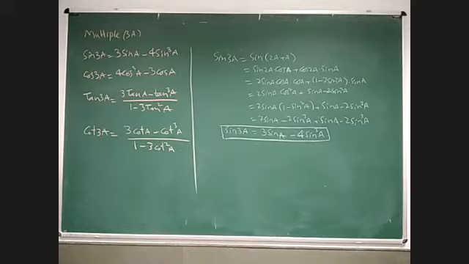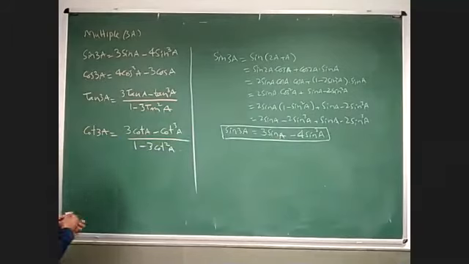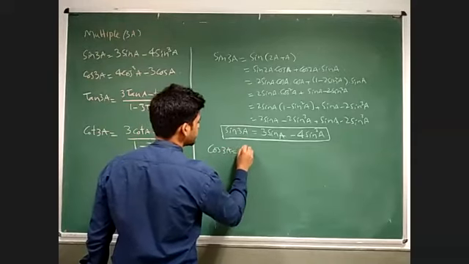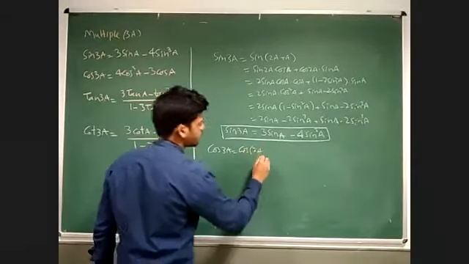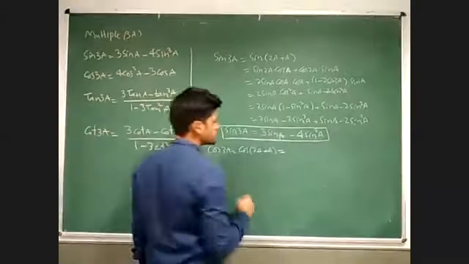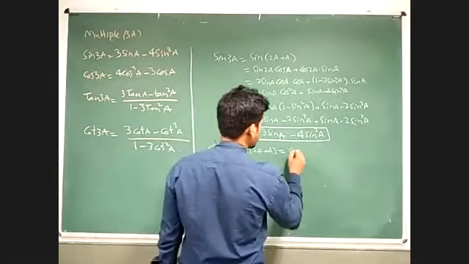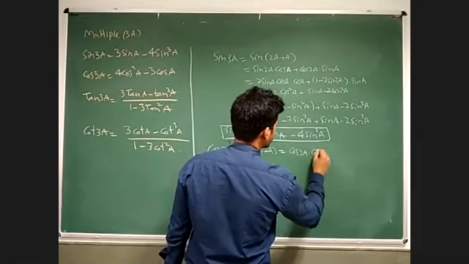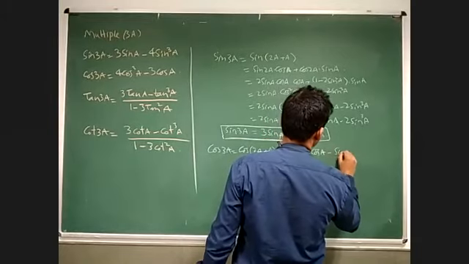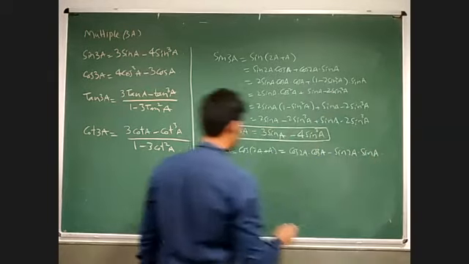Okay. Now we are going to see the derivation of cos 3A. So cos 3A, I can write as cos of 2A plus A, right? So here I am able to use the compound angle formula of cos A plus B. So here I will have cos 2A cos A minus sin 2A into sin A, right?